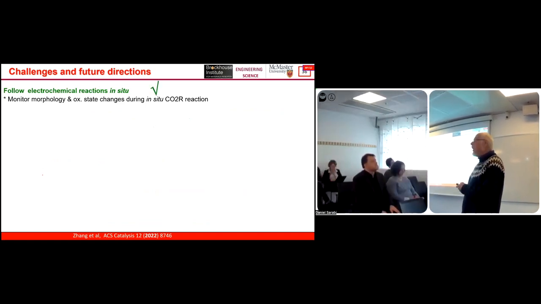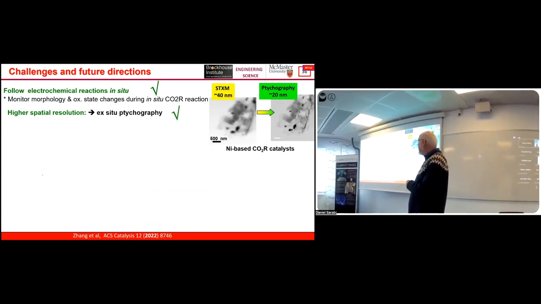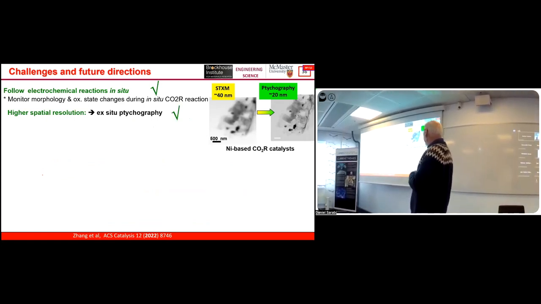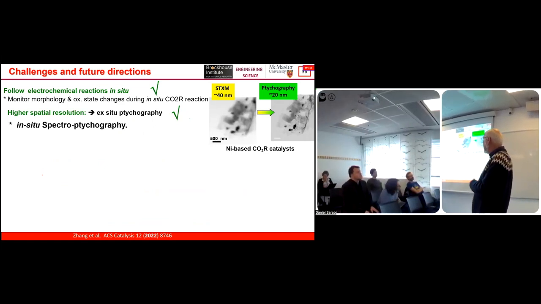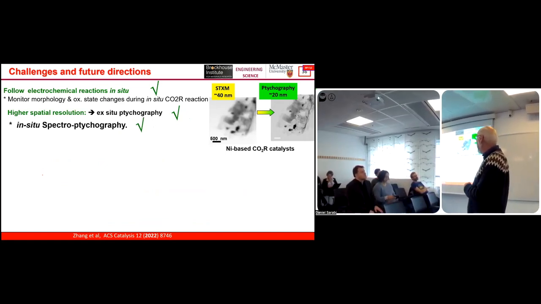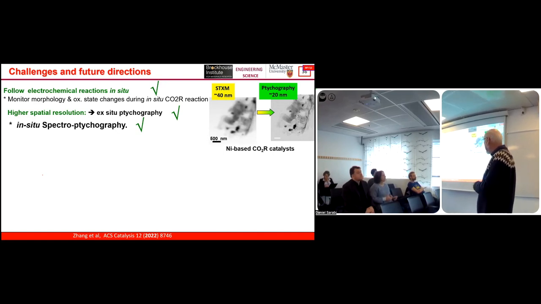Okay, so just to summarize our efforts, we had set out a target to follow electrochemical reactions in situ. We have done that very nicely, I think, in a number of systems. We want to improve resolution ex situ ptychography. This is an example from the CLS that's not very much in hand. But really, what we're very happy about and trying to get published in Nature Communications is the advance of in situ spectro-ptychography.